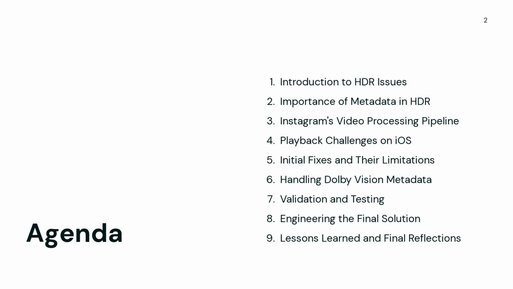First, we'll look at what users actually experienced when HDR Reels were broken. Then we'll explain why metadata is essential for HDR video to work correctly. Next, we'll walk through Instagram's video processing pipeline and identify where things failed. After that, we'll cover the challenges of playback on iOS, the early fixes that didn't scale, and the much bigger Dolby Vision problem. Finally, we'll look at the complete solution and the lessons engineers learned.